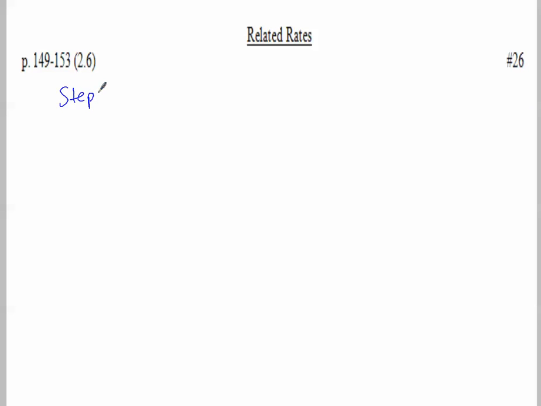So if we're outlining the steps that make this easier, we are going to first draw a diagram. Maybe there is a diagram. In that case, all we have to do is label it. So draw a diagram and/or label it if there's already a diagram.